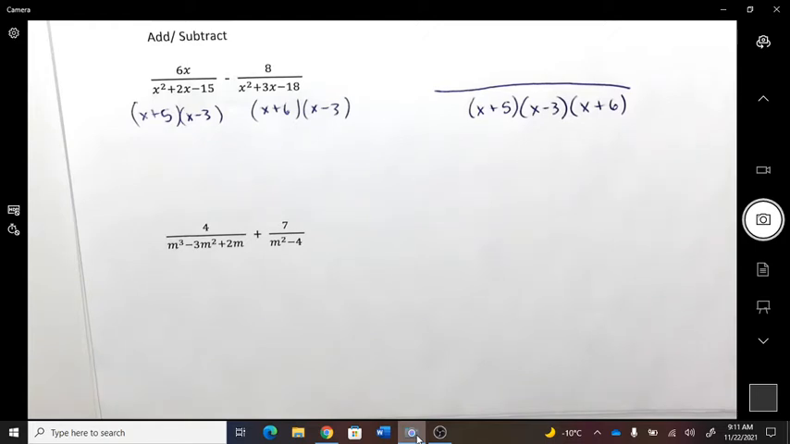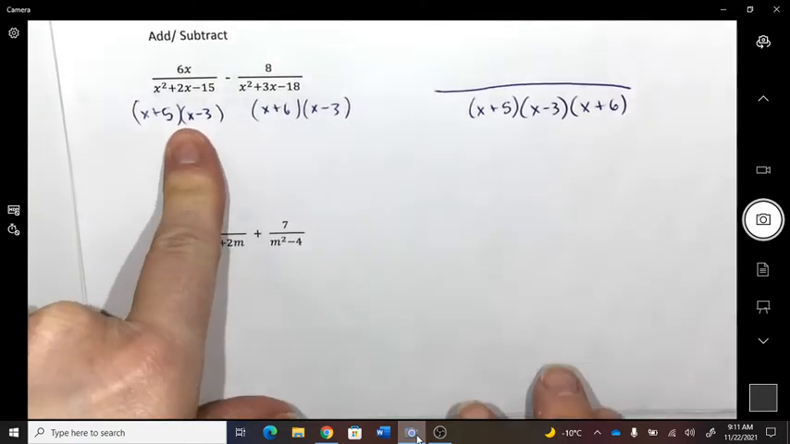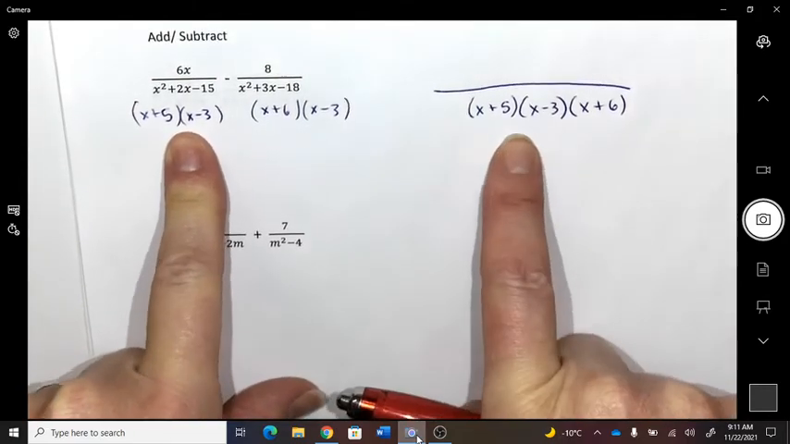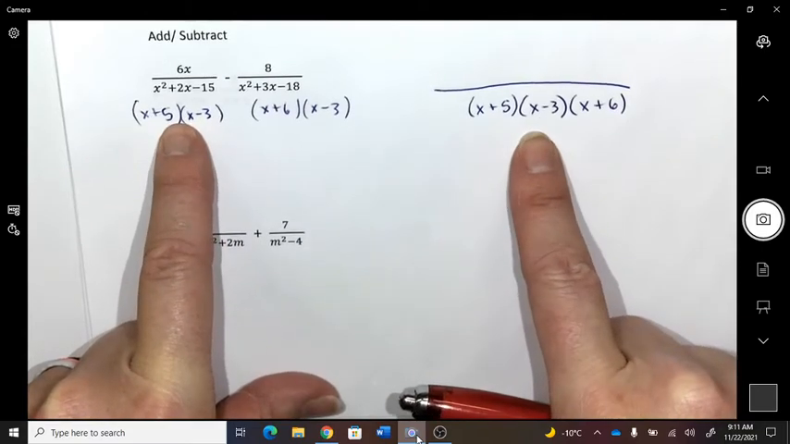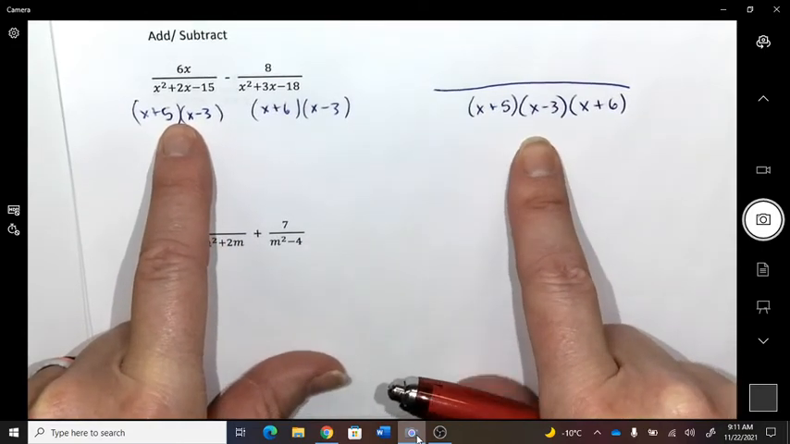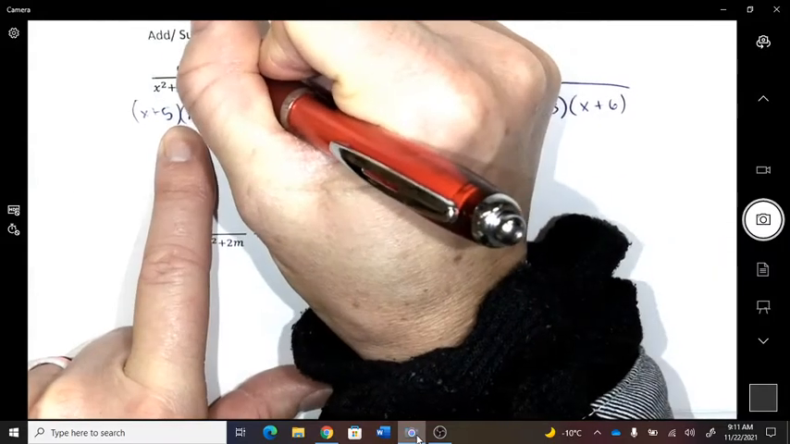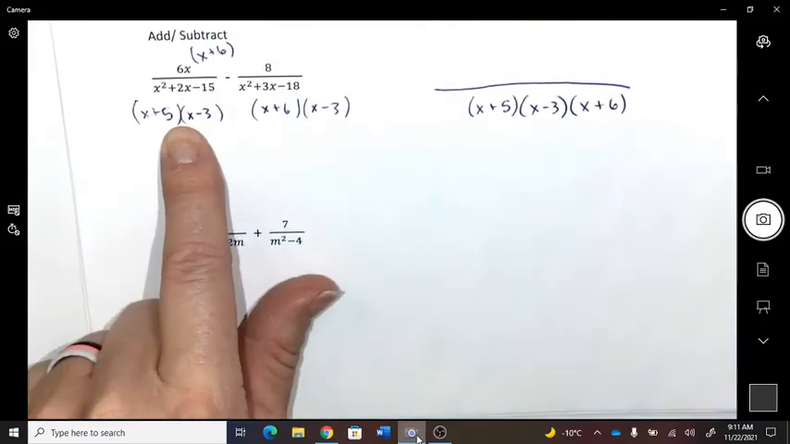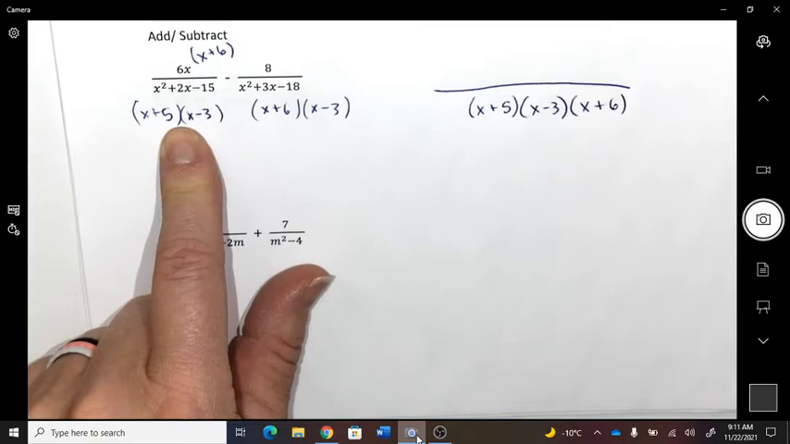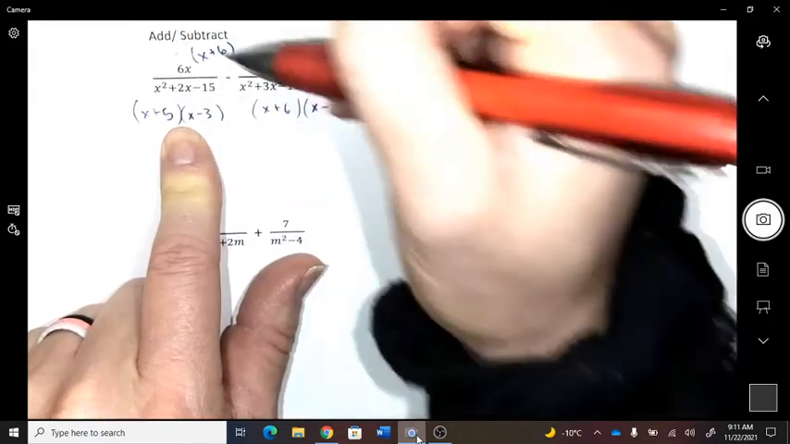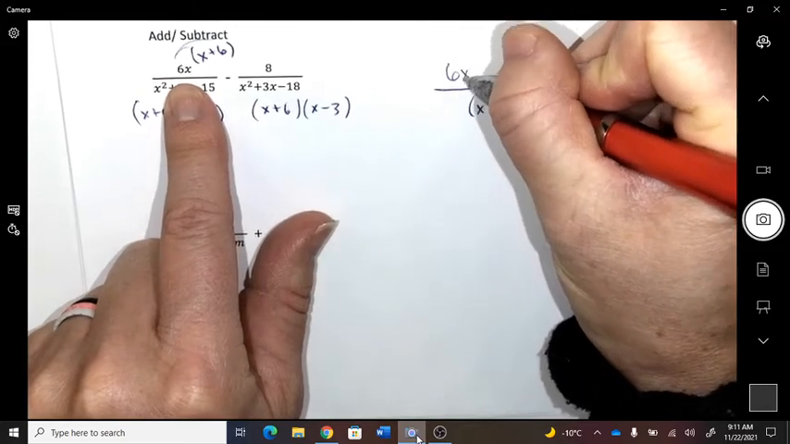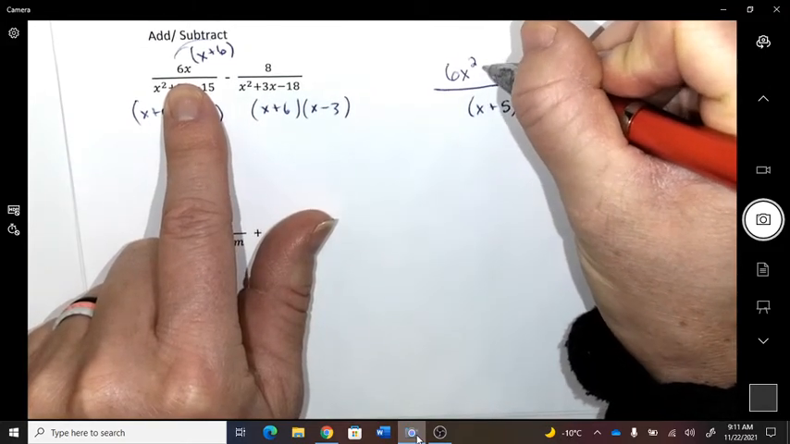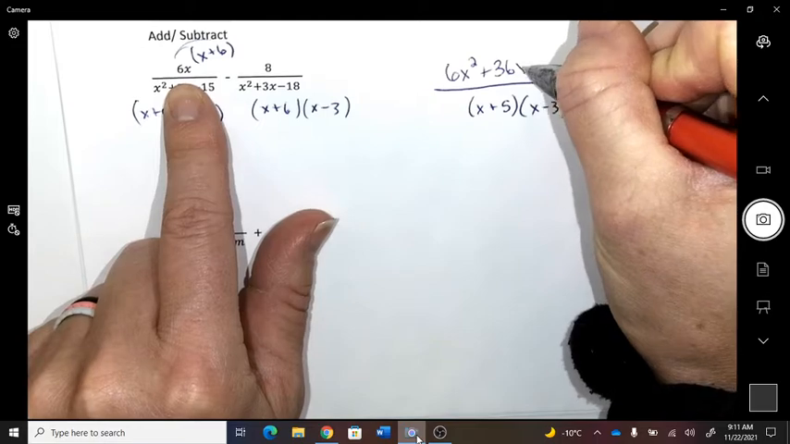Okay, now I'm going to look at the first fraction. What did I do to the bottom? This bottom I multiplied by an x plus 6. So I do that to the top, which foils or distributes, so I should say, to 6x squared plus 36x.